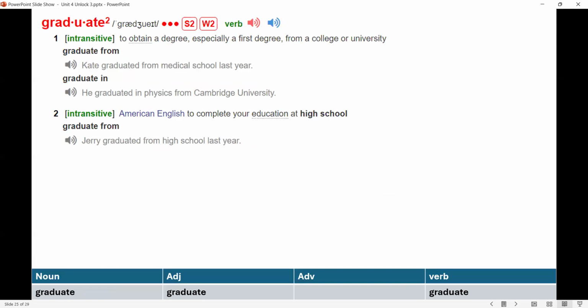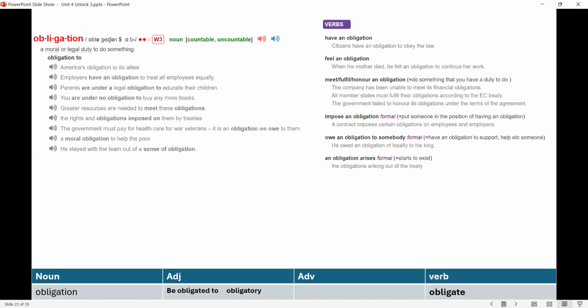Graduate. Pay attention, as the verb it is graduate. As a noun it changes, graduate. But here graduate, the verb. Graduate means to obtain a degree, especially a first degree from a college or university. Graduate from, graduate in. Kate graduated from medical school last year. He graduated in physics. So you can use the field of study after in. He graduated in physics from Cambridge University.